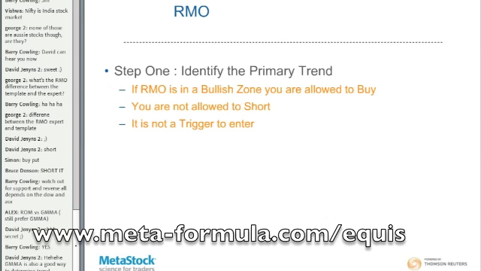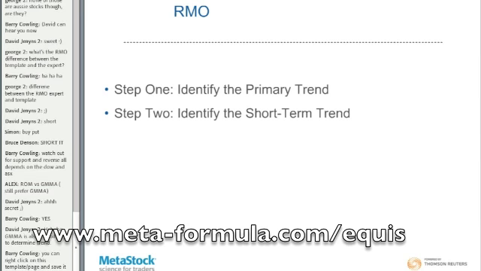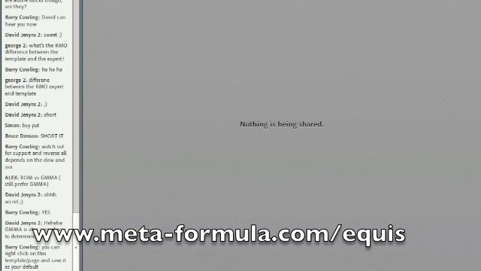Again, just to recap, if you're in a bullish zone, you're allowed to buy, you're not allowed to sell short, and it's not a trigger to enter. Step 2, we're going to identify the shorter term trend, or basically the short term trend in the stock. To do that, we're going to go back into the software. See, we don't spend much time in PowerPoint around here.